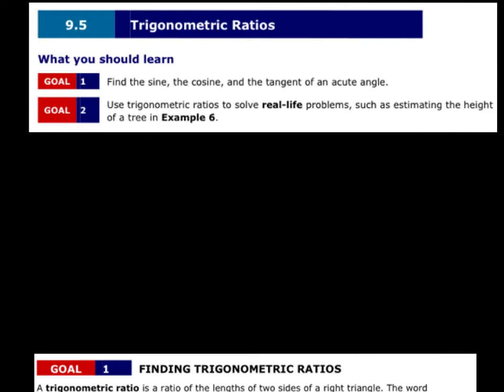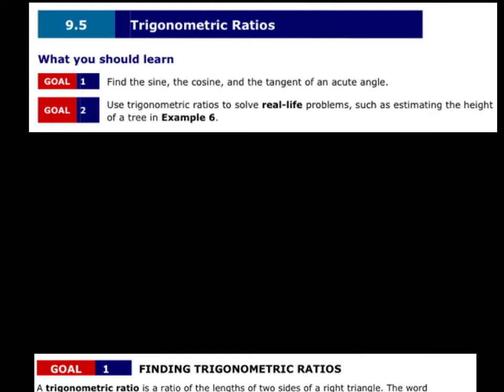This is Mr. DeMeo, and we are going to be looking at section 9.5 today, which is trigonometric ratios. That's how you pronounce that word, trigonometric ratios. There's really two goals to this section. The two videos that you're going to be watching are both going to focus on goal one, which is finding the sine, the cosine, and the tangent of an acute angle.